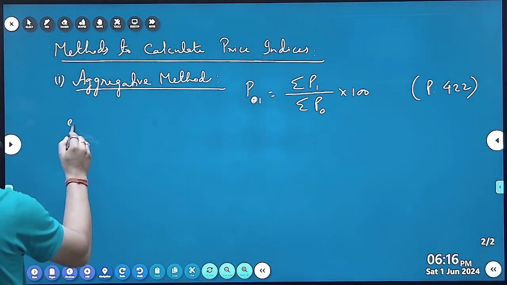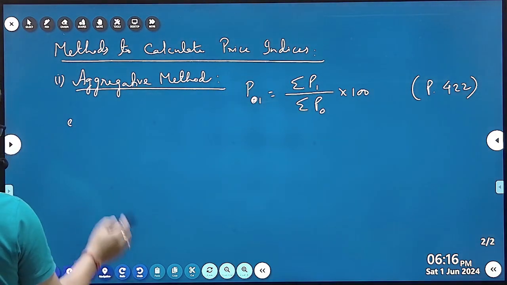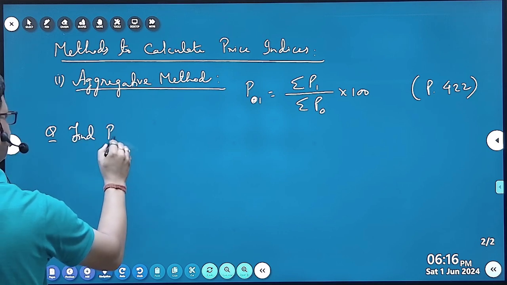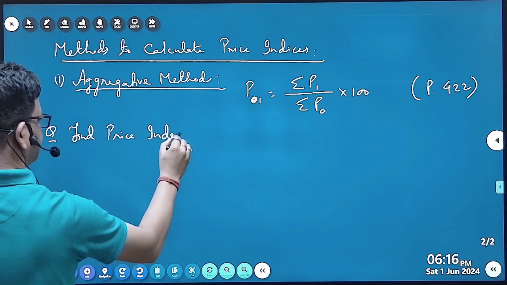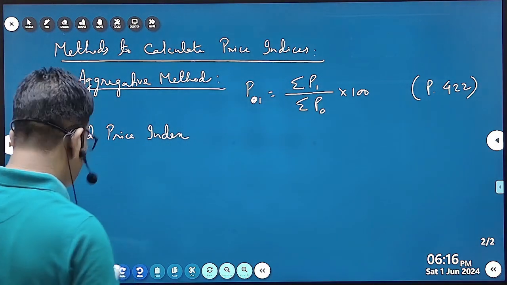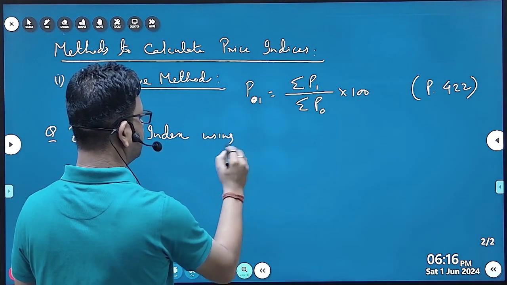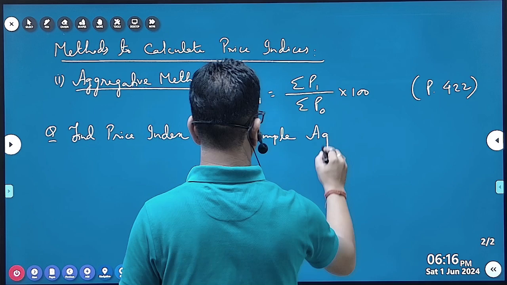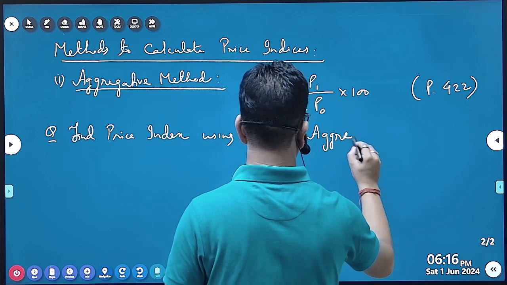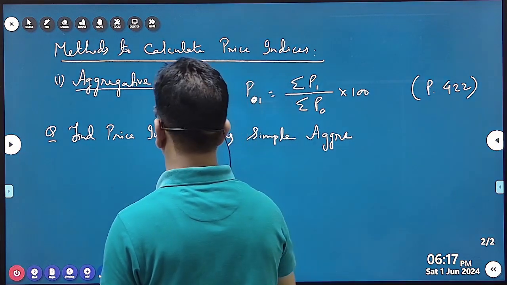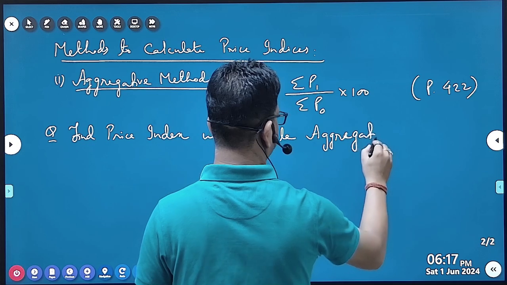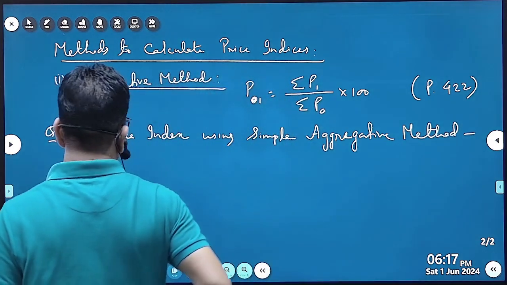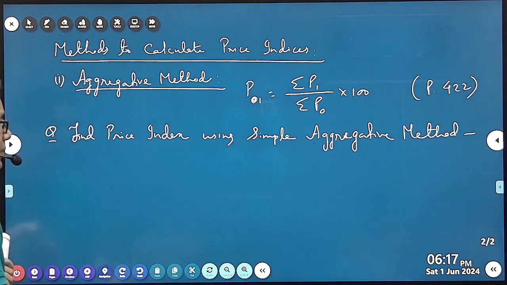So this question comes, let me write it as a question only. Find the price index using this method, using the simple aggregative method. It is sometimes also called the simple aggregative method. Actually calculations are very easy, quite simple. That's why they say simple aggregative method. So find the price index using this method, or the other methods. Method names will be mentioned.